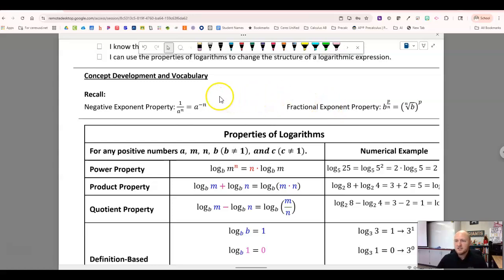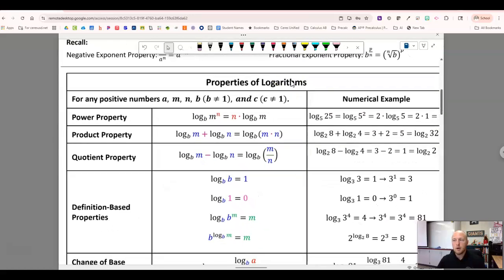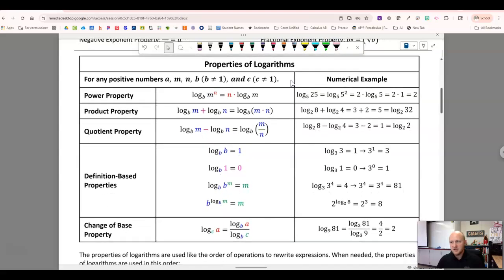So let's look at some properties of logarithms and some numerical examples. It's important to note here that these are any positive values, except that the base is not 1 and c is also not equal to 1. So let's first reference the power property.